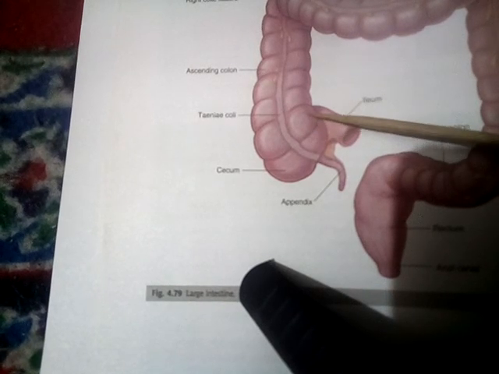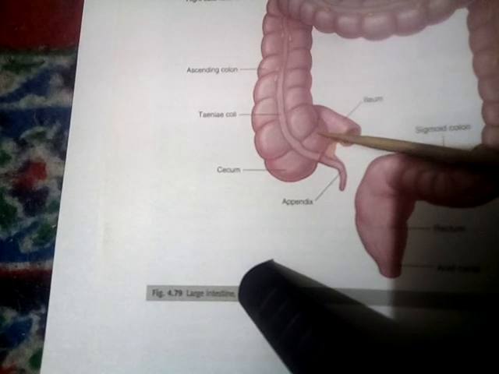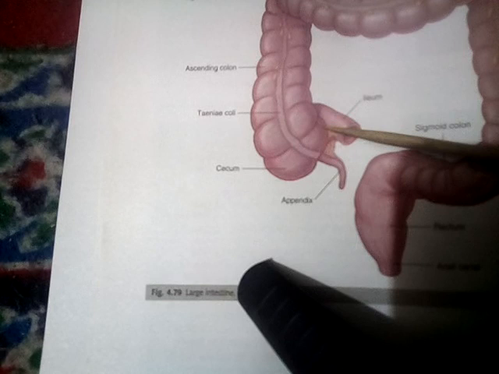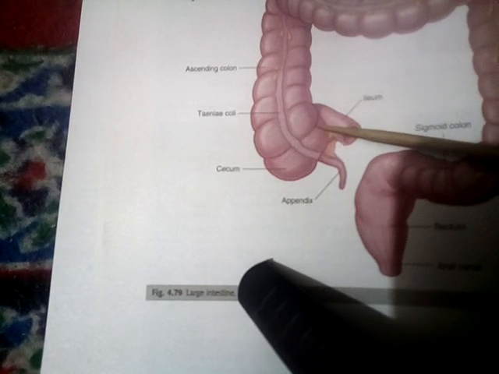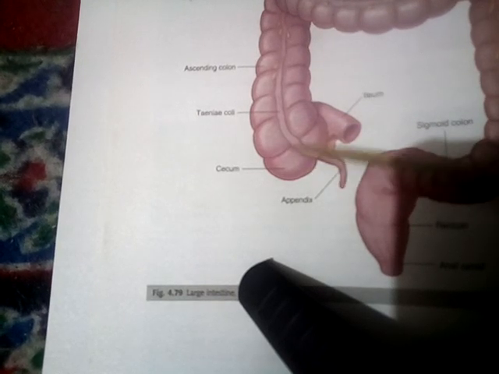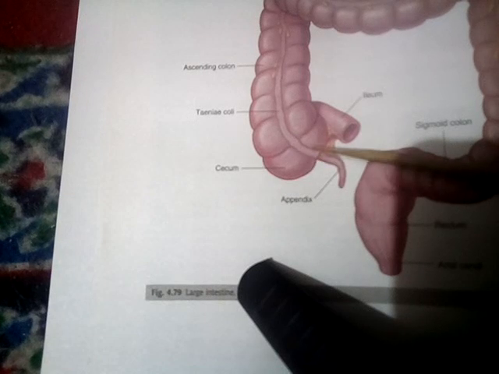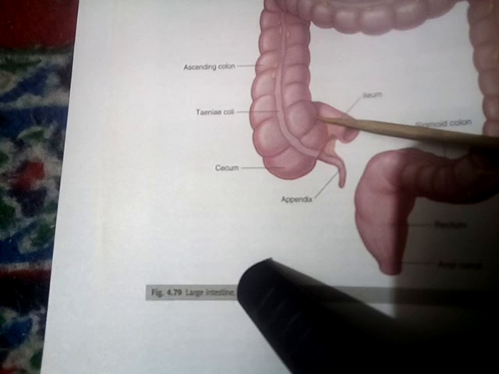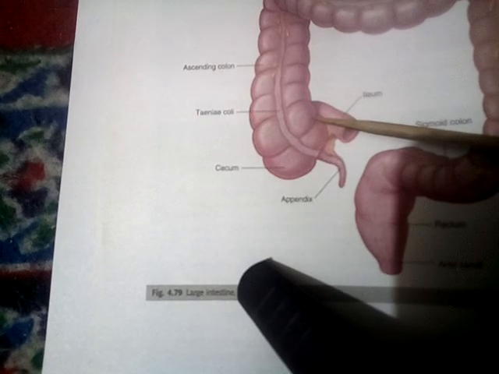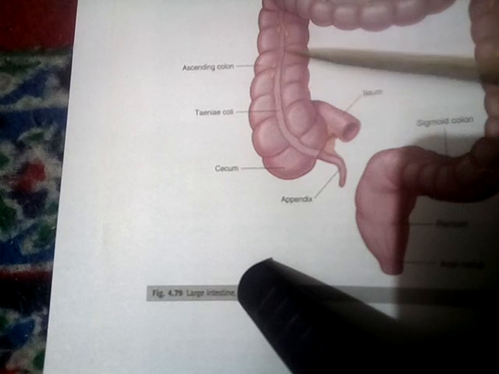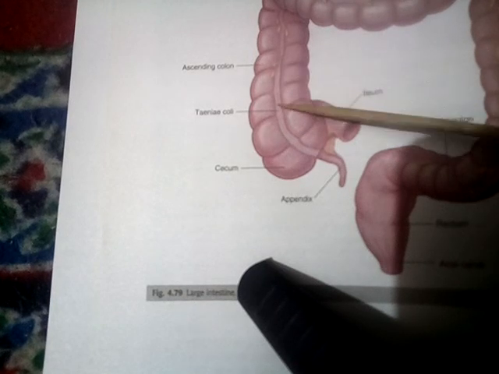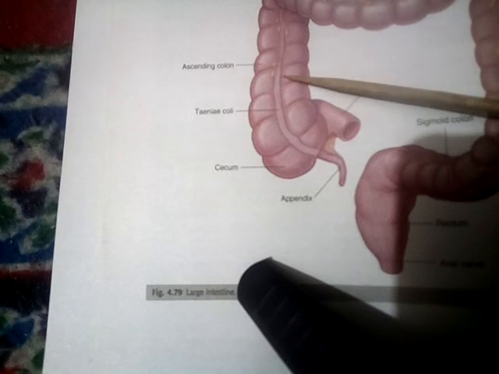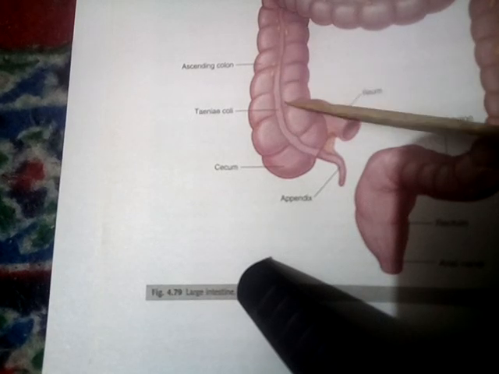Clear? And ileocecal junction or opening is guarded by ileocecal valve. Clear? So openings within the cecum are appendicular opening, ileocecal opening. Clear? And then cecum continues upward as ascending colon. Clear? Here the cecum continues upward as ascending colon. So we must remember these things.